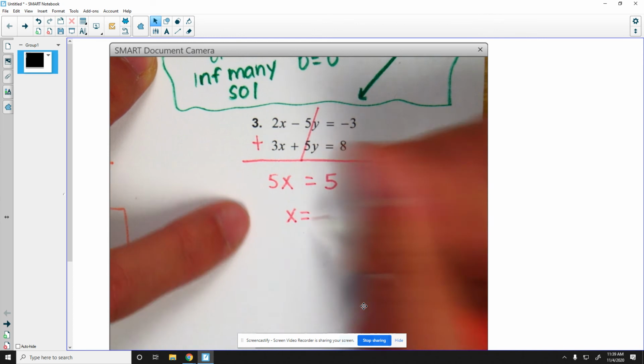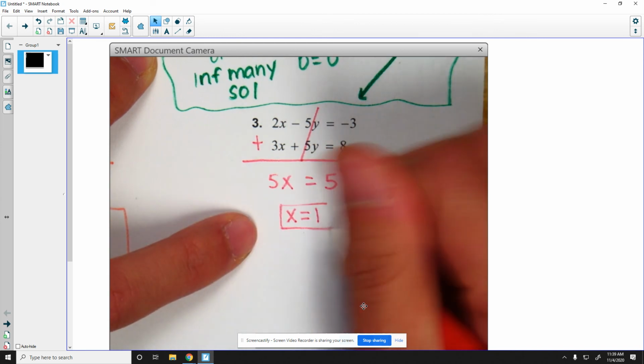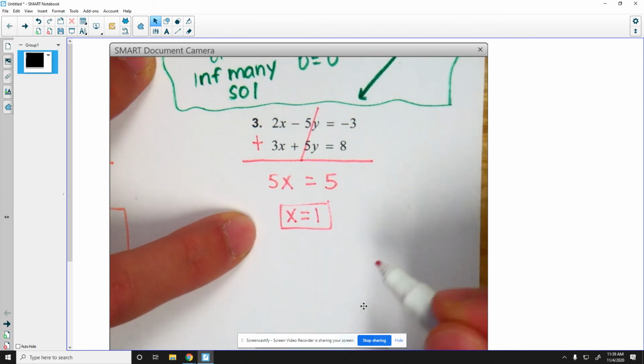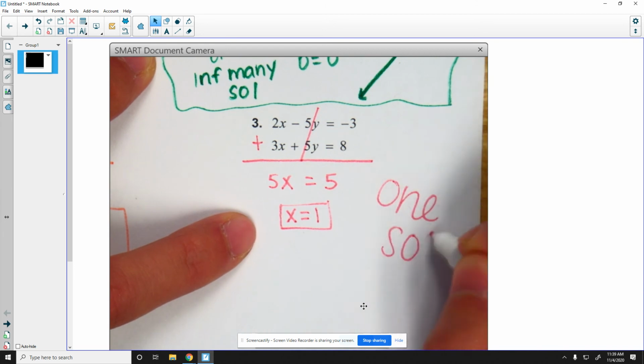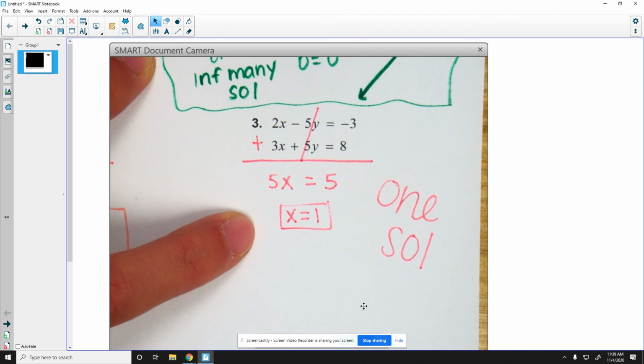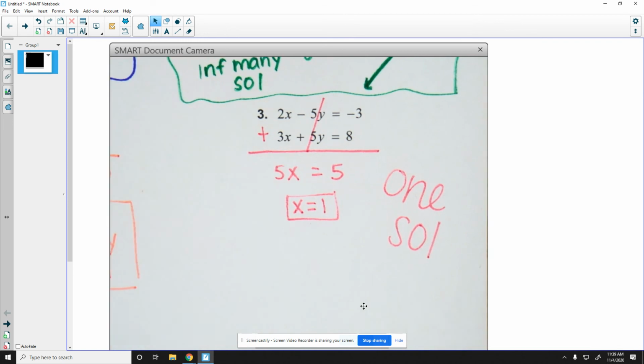Oh, so what does x equal, guys? 1. Okay, x equals 1. So I already know that how many solutions do I have? One solution. But so what is the solution? The answer. Well, obviously. So let's plug it back in then.